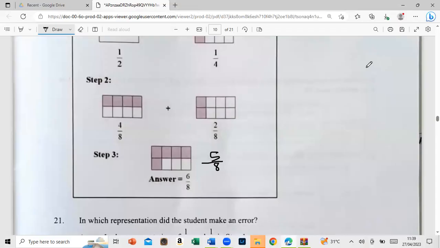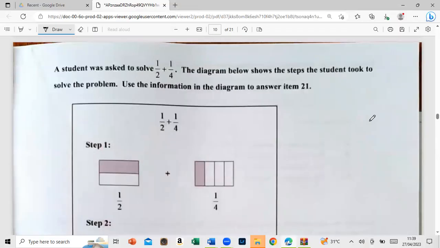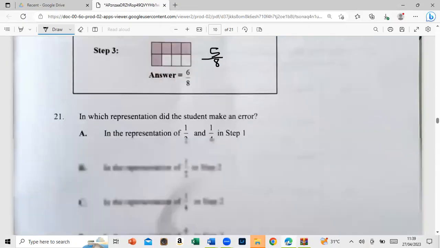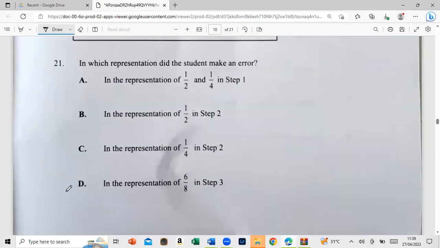So I don't see the option. Where's the option? Where's the option for this? All right, so step 3, there was an error with step 3 because it's supposed to be here. So that's where the error was made. All right, let's move on to 22.